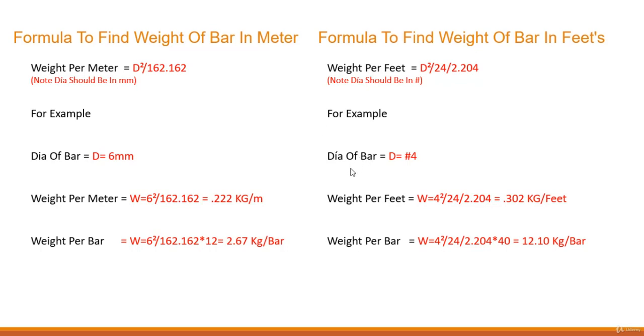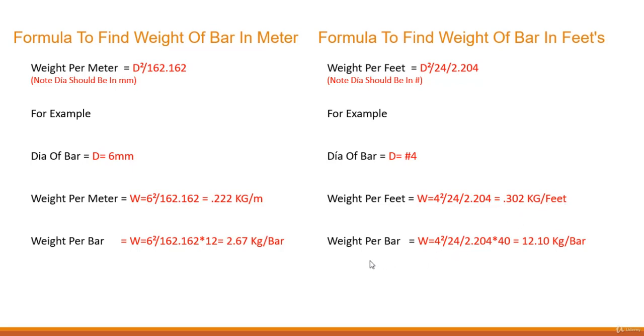For example, we have a dia bar of 4 number. The weight per feet formula will be 4 square, that is the dia, divided by 24 divided by 2.204, and this will be equal to 0.302 kg per feet. That weight is for kg per feet, not for the whole bar.